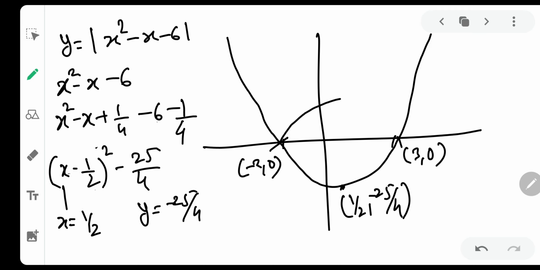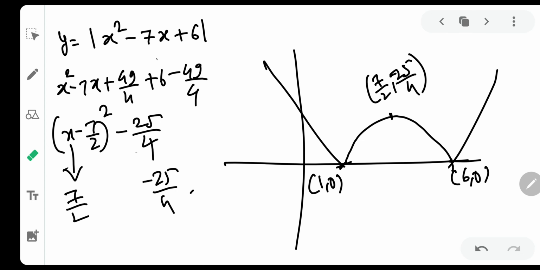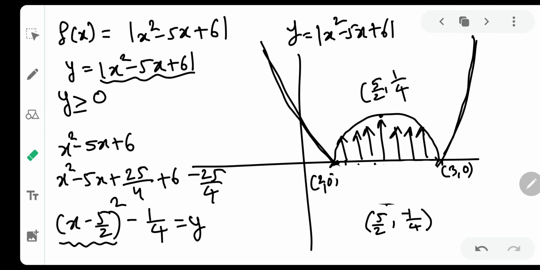Simply you have to reflect this, and this is your vertex which is half comma 25 by 4, and this is how you replace this negative part of the graph and you get this new graph which is y is equal to mod of x square minus x minus 6. I hope you enjoyed this video and you have understood crystal clear how to make the graph of y is equal to mod of a quadratic expression.